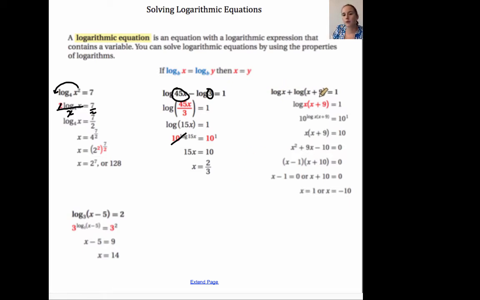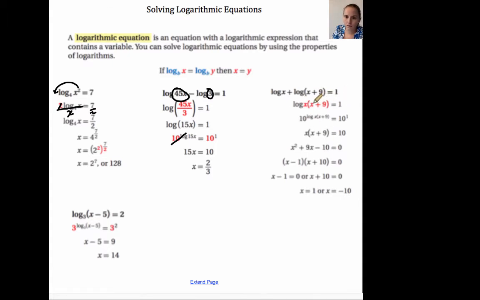All right, in this problem, I have 2 logs on one side. We want to try to condense it down to 1 log. They are both common logs, so they both have the same base. It's understood to be 10. That means, because I'm adding, I can multiply x times x plus 9. So we get log of x times x plus 9 equals 1.